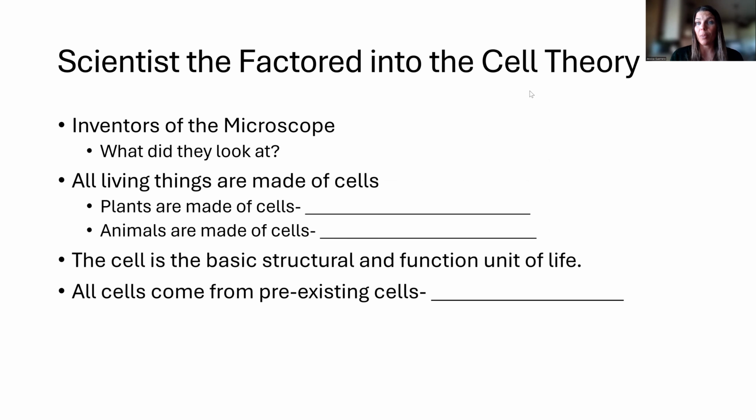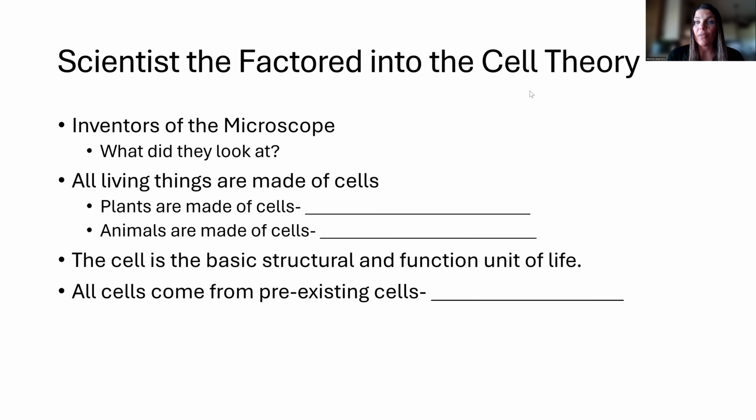Then as we get into the cell theory, one of the first parts of the cell theory is that all living things are made of cells. And that was actually concluded by two different scientists. One was a botanist and one was a zoologist. And we had talked about that in lecture. So I left you some blanks there to guide you.